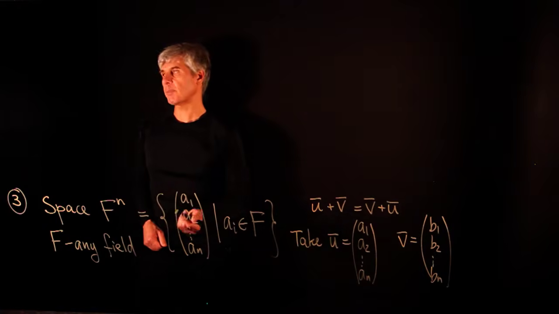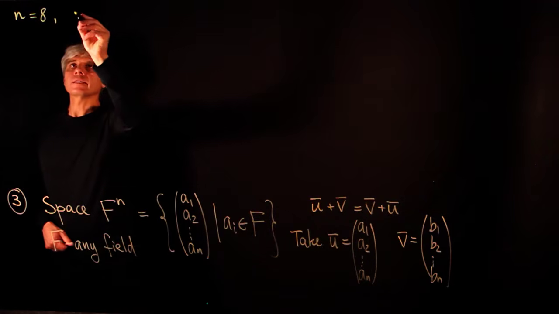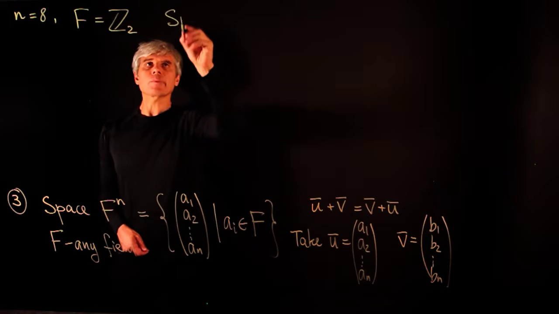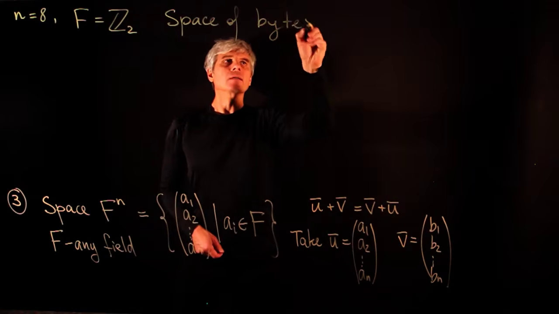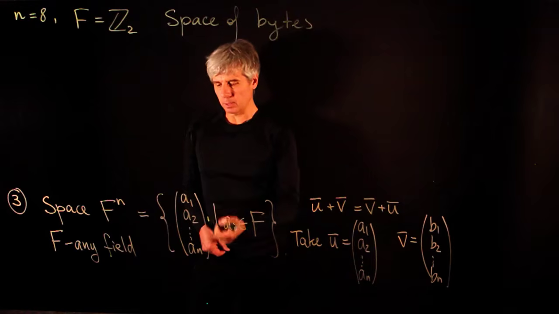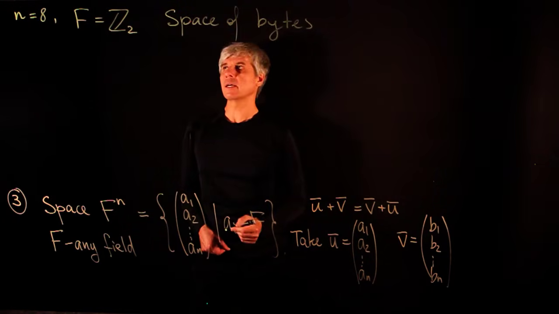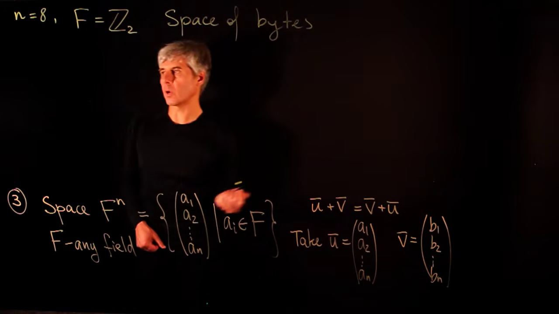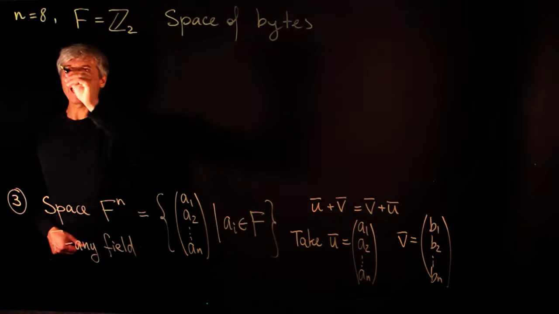Let's take an important special case of this construction. So let's take n to be 8 and F to be Z2. Then this becomes the space of bytes. So a byte is an 8-bit n-tuple. Well, it's a vector with 8 components, and each component is an element of Z2, so that is 0 or 1. And so then these bytes can be added.